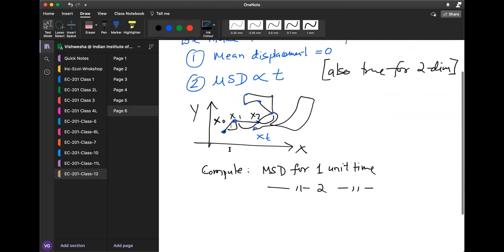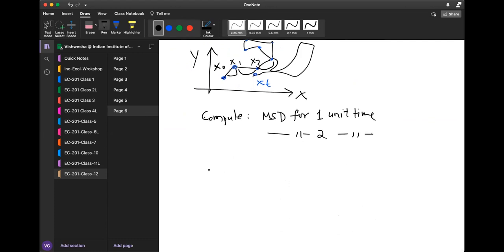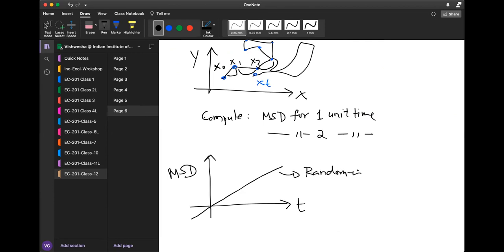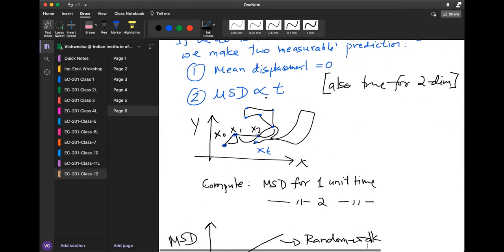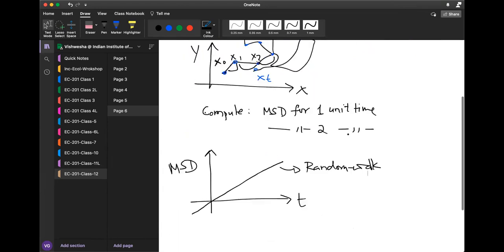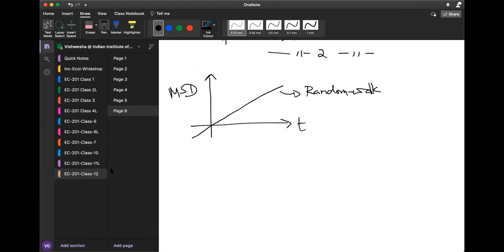From such a measurement, what can you do? You can actually plot from the data the mean square displacement as a function of time. Is that correct? If it is truly a random walk, what do you expect? It will be a straight line, right? Because it varies with time. This is for the random walk. But of course, it might be difficult to expect that animals do exact random walk. They might be doing much more complicated movement, right? Let's consider one extreme where animals are migrating.